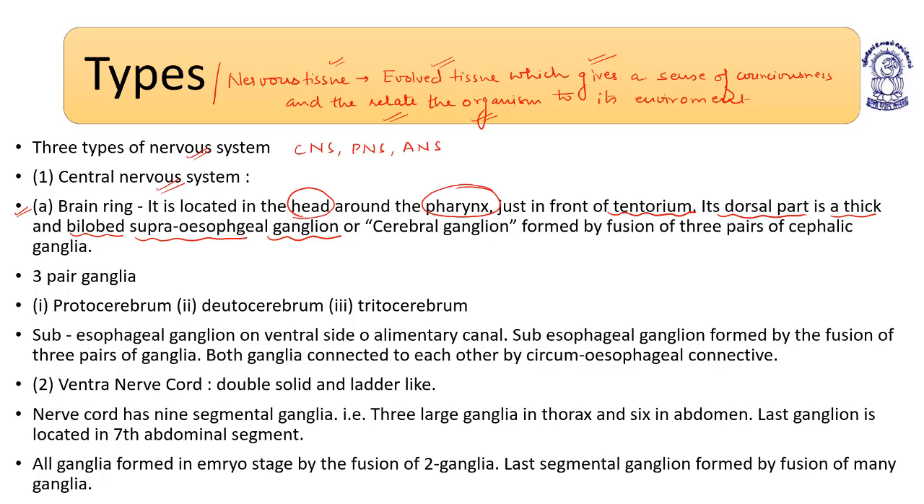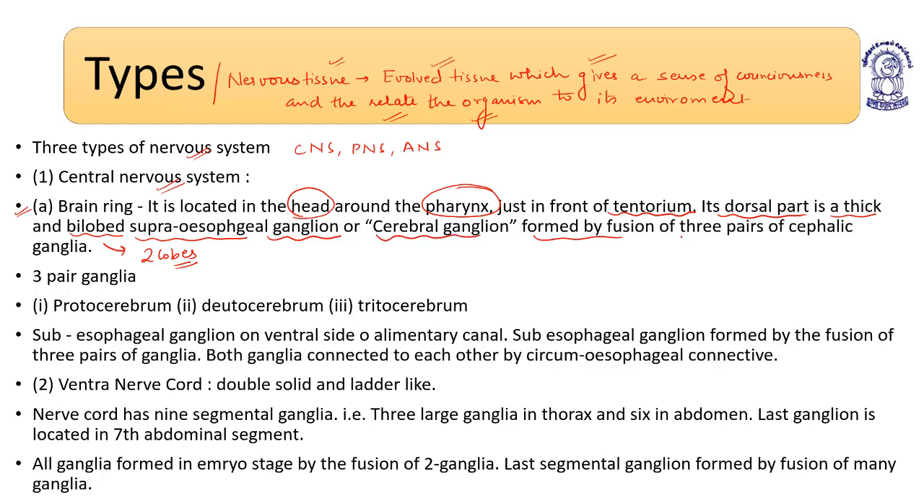A supraesophageal ganglion, which is bilobed. It is having two lobes, bilobed. It is also known as cerebral ganglion. Understood?